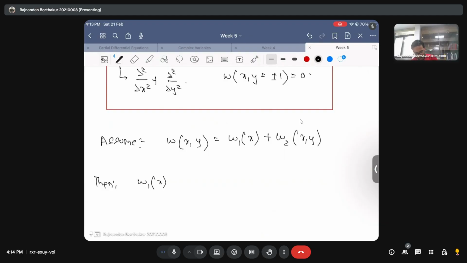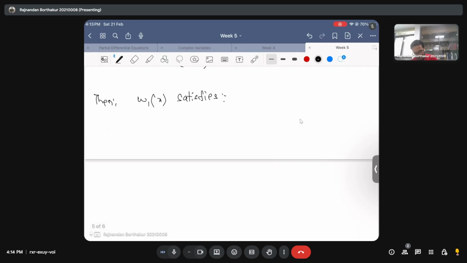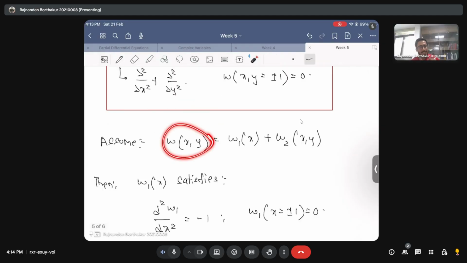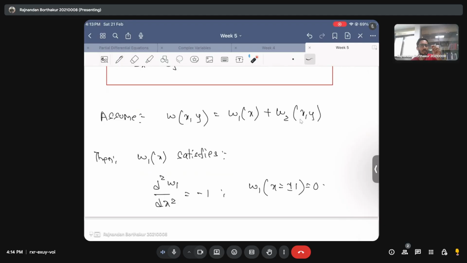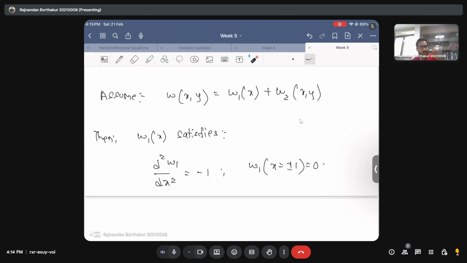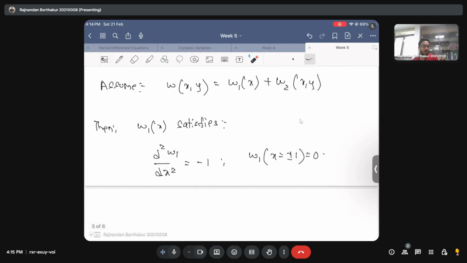Okay, so then w1 of x satisfies, since w1 is just a function of x, d2w1 by dx2 equal to minus 1, subject to the fact that w1 at x equal to plus and minus 1 is equal to 0. So I have decomposed this solution in such a way that the non-homogeneous part is included in a separate solution which is just a function of x. Okay, and doing so, since w1 is just a function of x, I just need to solve the ODE, which is of this form and very simple. We know the solution of this particular ODE. In fact, the solution is just going to give you the solution of plane Poiseuille flow in non-dimensional form.